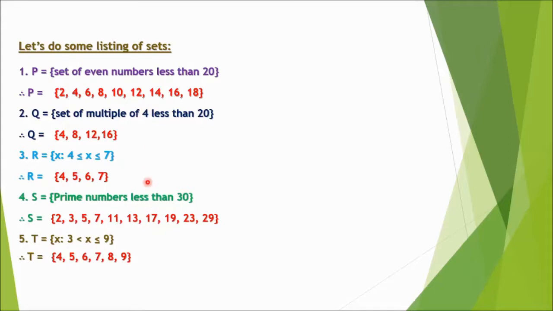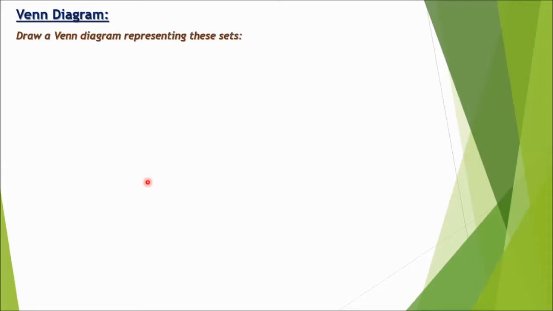So if you learn to list these elements in this way, I think it will be enough. You can easily list from here. So it will be helpful in doing some problems. A Venn diagram. Now see, draw a Venn diagram representing these sets A and B.